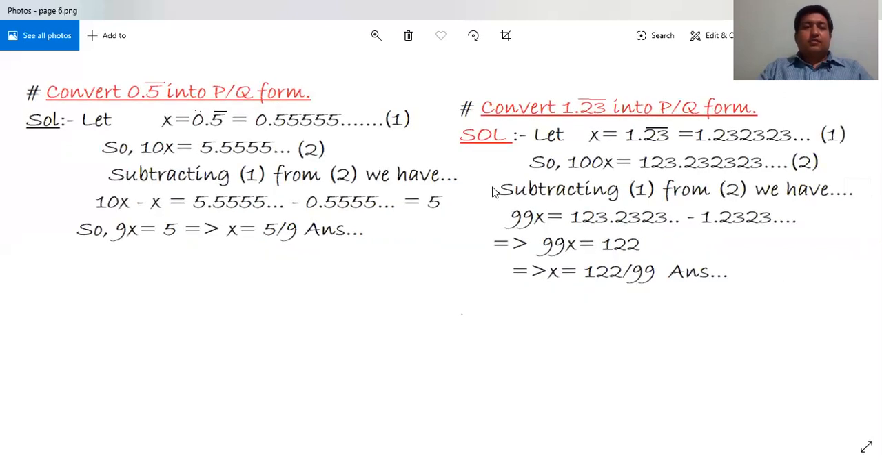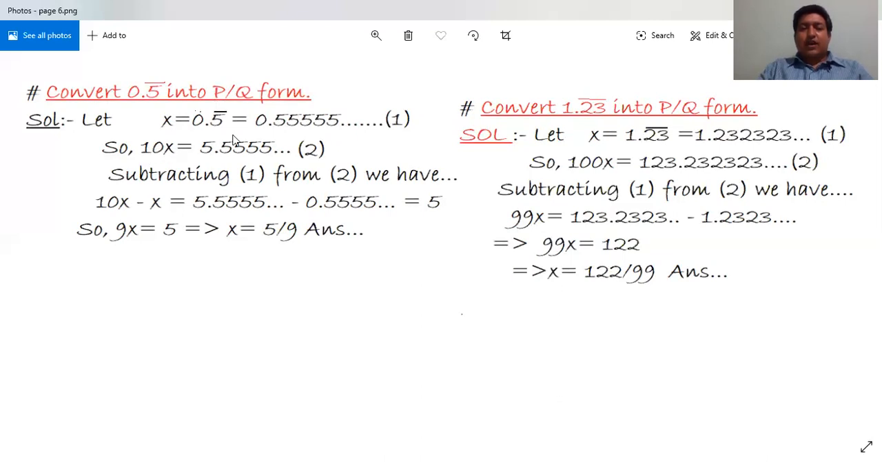So now let us learn how to convert the recurring decimal number into p by q form, right? First question: convert 0.5 bar over 5 into p by q form. So what to do? You write x is equal to 0.5 bar over 5, that is equal to 0.55555. Take it as equation 1. Then multiply this x by 10. Let me explain why we are multiplying this x by 10.